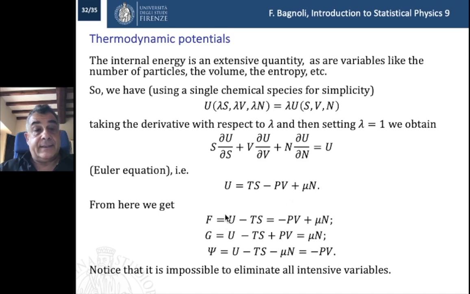And so one can derive that the Helmholtz free energy is minus PV plus mu N. The Gibbs free energy is simply mu times N, and the Grand potential is minus PV, which will be useful for deriving quantities. Clearly, one could also try to eliminate this too, but you see that, for instance, if you take the Grand potential and you try to add also PV, you get simply 0. So you cannot have a thermodynamic potential with control parameters that are all intensive variables. You need at least one extensive variable. Okay, that's all for this lesson.